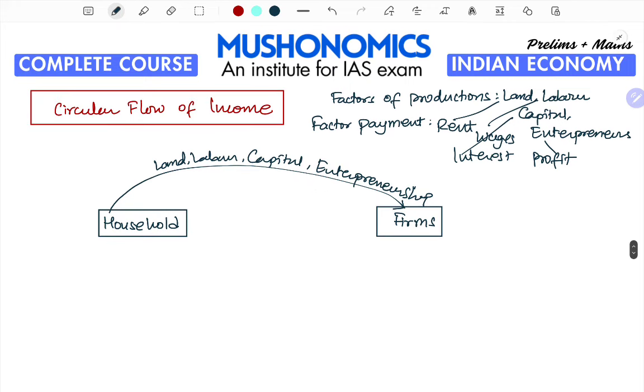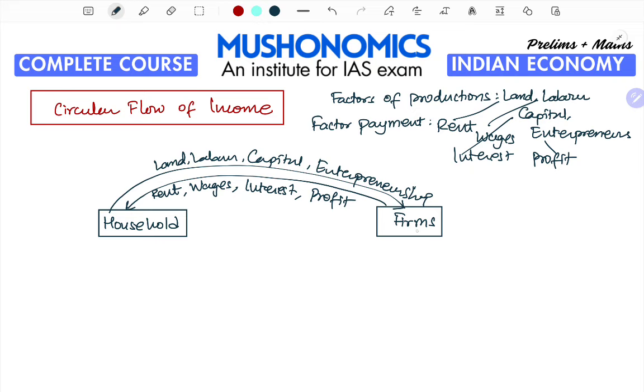Right? Now what are firms providing to households in response of land? In response of land, they provide rent. In response of labor, they provide wages. In response of capital, they provide interest. And in response of entrepreneurship, they provide what? Profit. Right? So I hope we can understand this particular flow.